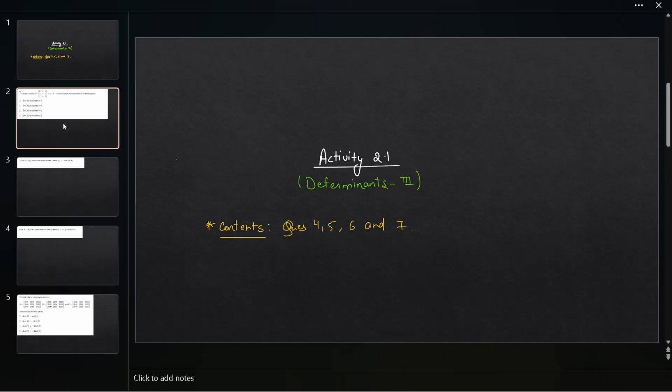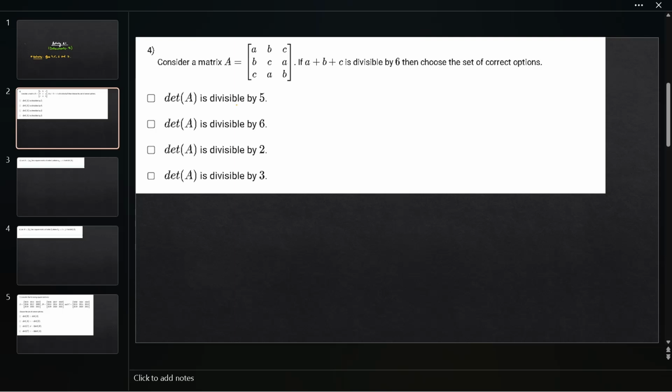So let's get started. Here in question 4, it is given to us that there is a matrix of order 3 cross 3 where A plus B plus C is divisible by 6. Then choose the set of correct options. So what we can derive from this? If it is given to us that A plus B plus C is divisible by 6, then it means it could be represented in the form of 6 times K, where K is some constant.